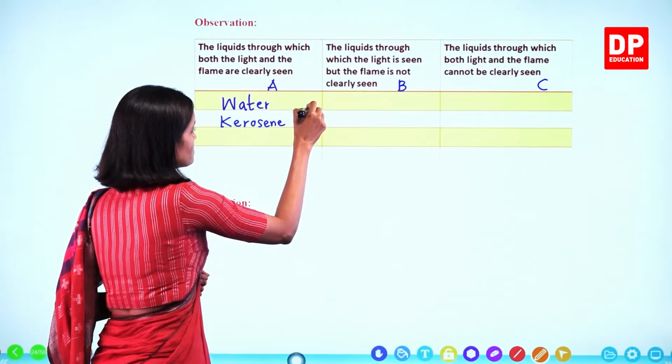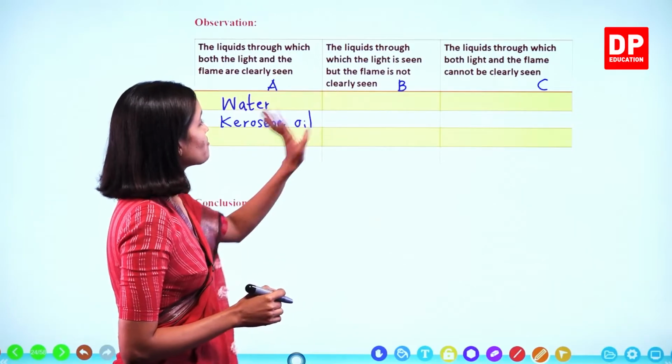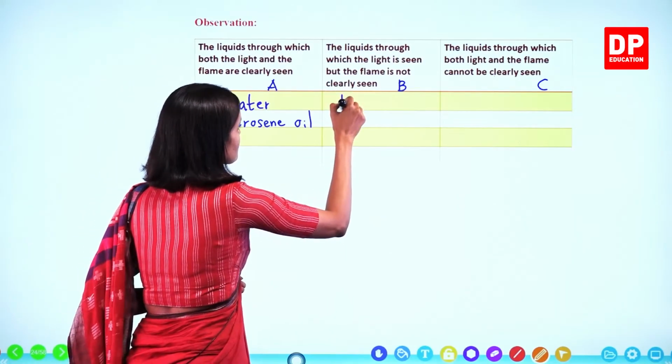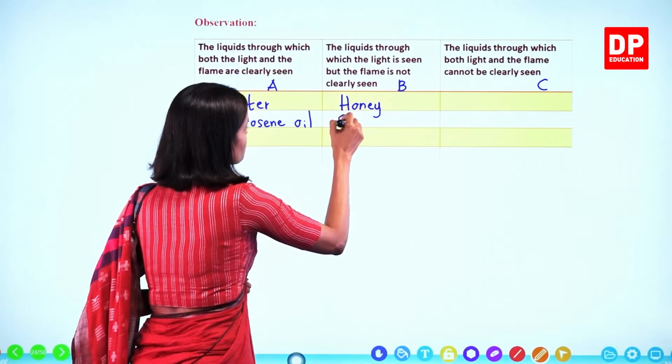Kerosene oil. The liquids through which the light is seen but the flame is not clearly seen: honey, soft drink.